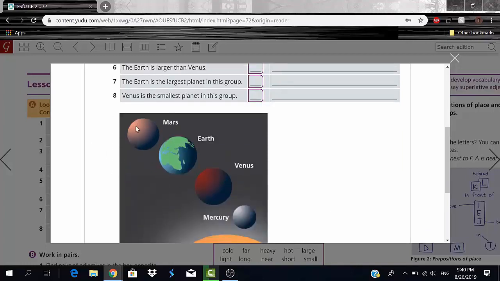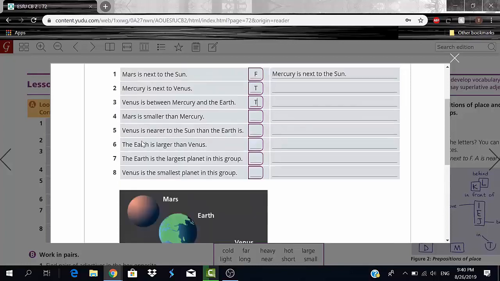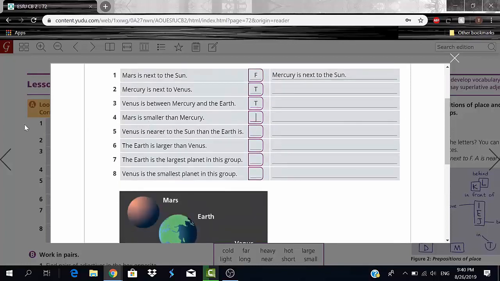So here we have Mars, and here we have Mercury. And no, Mercury actually is smaller. So Mars is bigger, so that will be false. So F, and now we've got to correct it. So what are we going to say, you guys? We're going to say Mars is larger than Mercury. Okay? So Mars is smaller than Mercury. No, it's not. Mars is larger than Mercury.